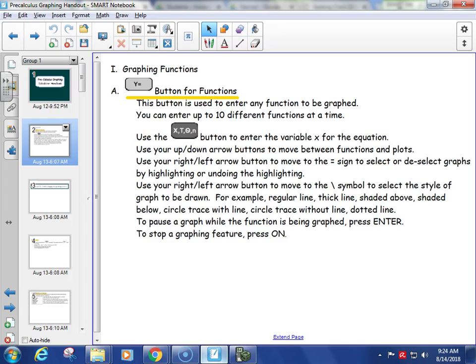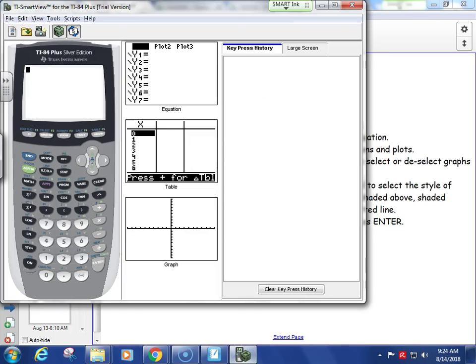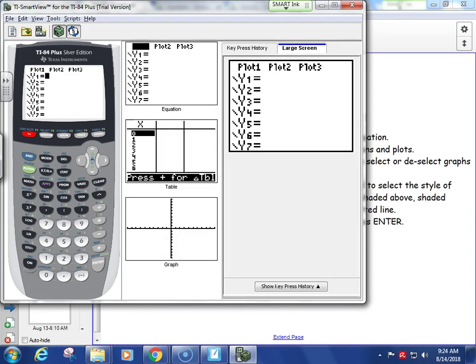What is this whole first section talking about? What button? The y equals button. What can we do with the y equals button? Can't we put in functions and graph them? Right?